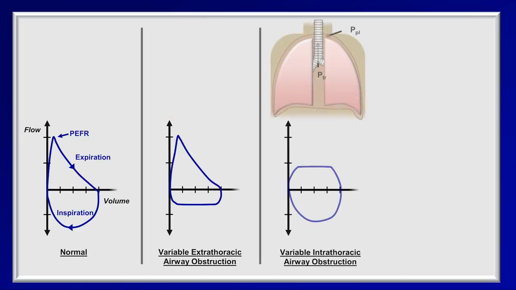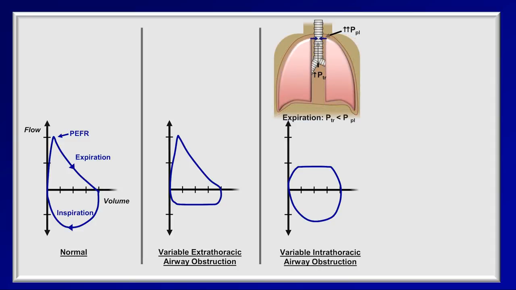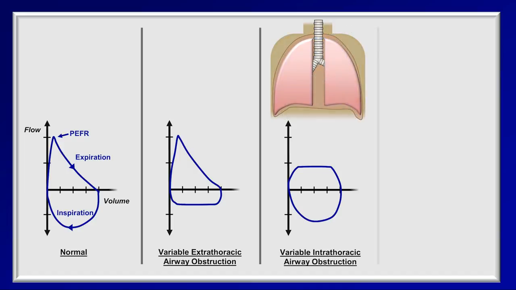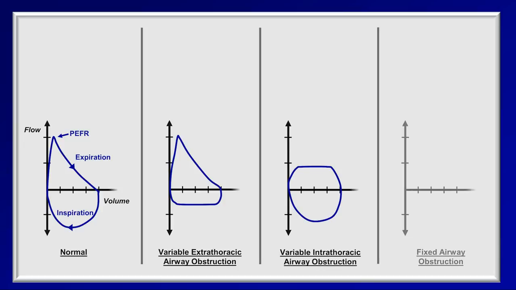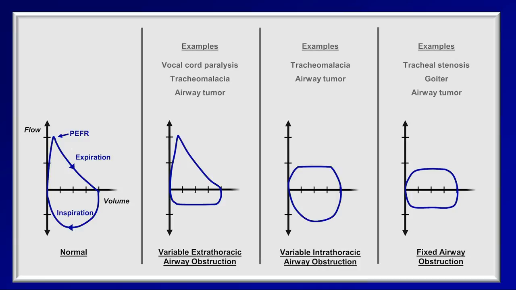In a variable intrathoracic obstruction, during forced expiration, the intrapleural pressure is higher than intratracheal pressure, so the intrathoracic upper airway collapses during that phase of respiration, limiting airflow. Inspiration is normal. And as you might imagine, if airway obstruction was fixed throughout the respiratory cycle, maximum airflow would be blunted during both expiration and inspiration. Here are some etiologies of the various types of upper airway obstruction. Vocal cord paralysis as a cause of variable extrathoracic obstruction is probably the most classic example.